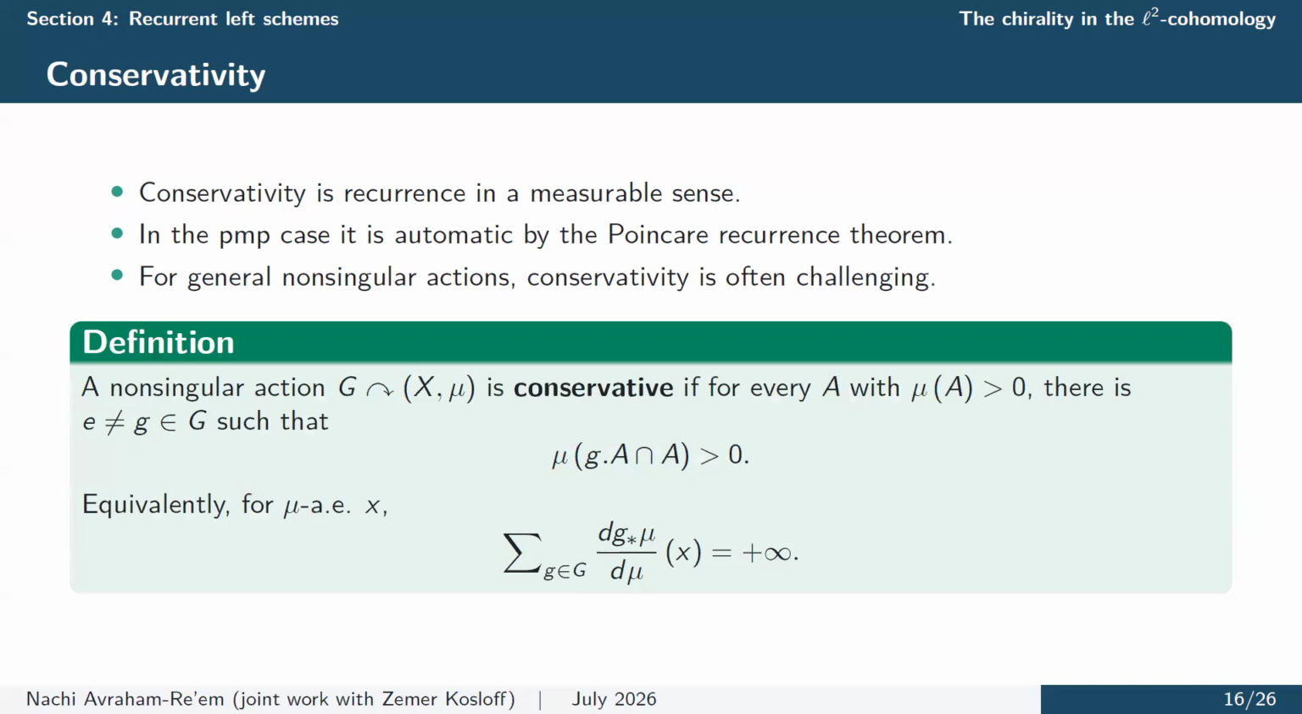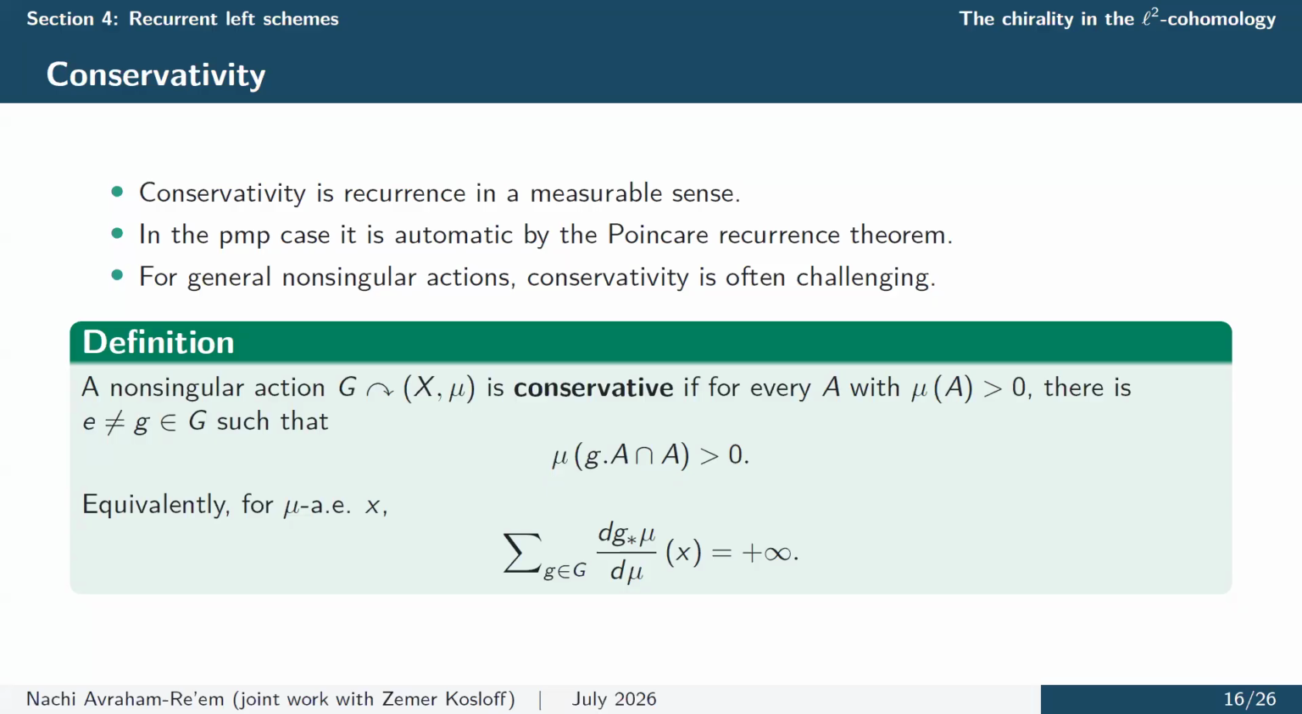So what does it mean? For every measurable set A of positive measure, there is some non-trivial group element g such that the measure of gA intersection with A is positive. Kind of, the set A returns to itself using some non-trivial element. There are a hundred other ways to put this property, but this is maybe the most intuitive one, the Poincaré recurrence.